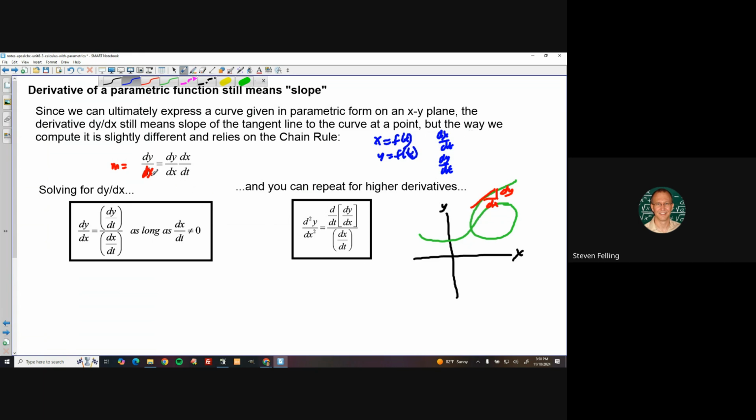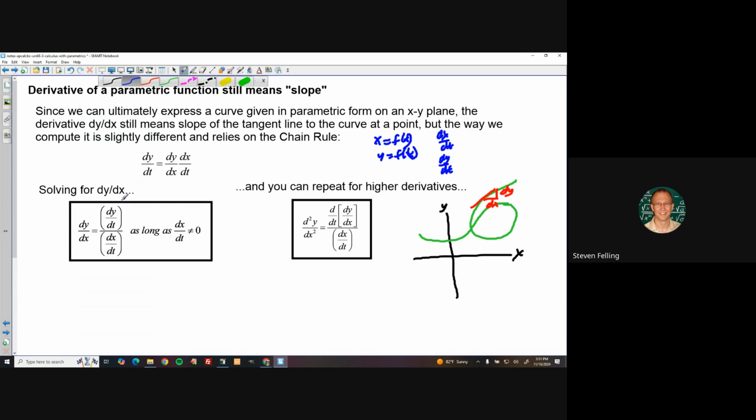Well, dy/dt is equal to dy/dx times dx/dt, because these dx's would cancel out and leave dy/dt on both sides. If you solve that for dy/dx, it's just dy/dt divided by dx/dt.